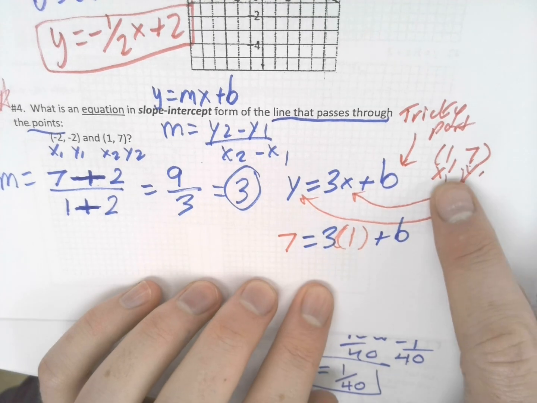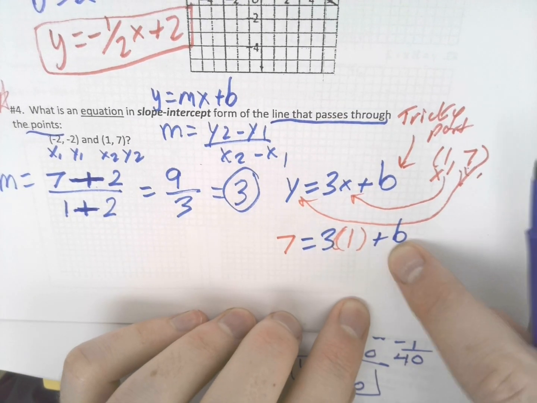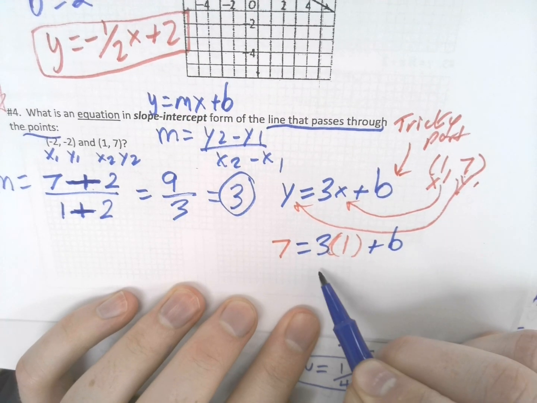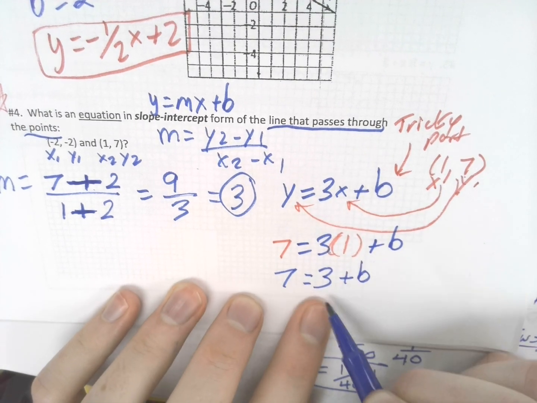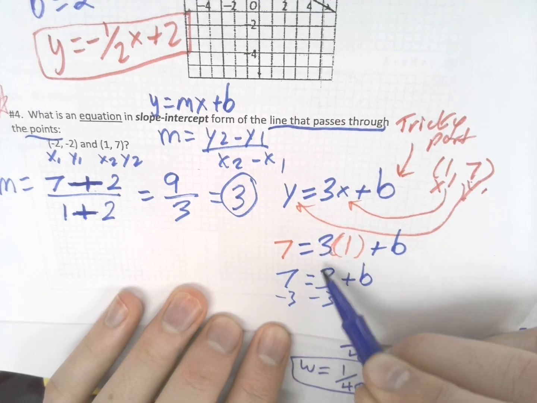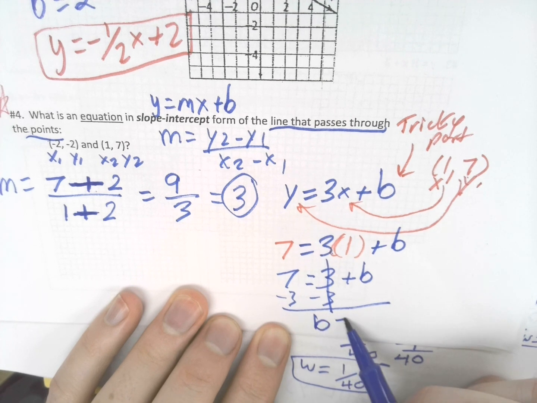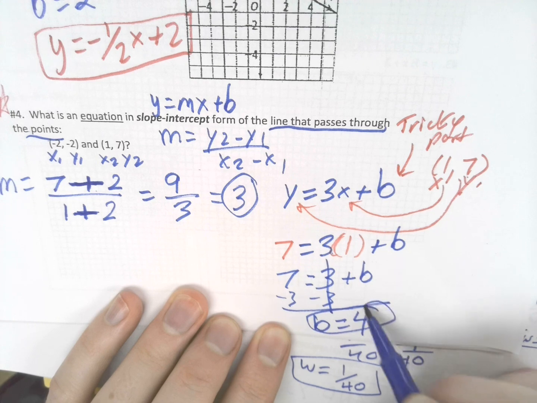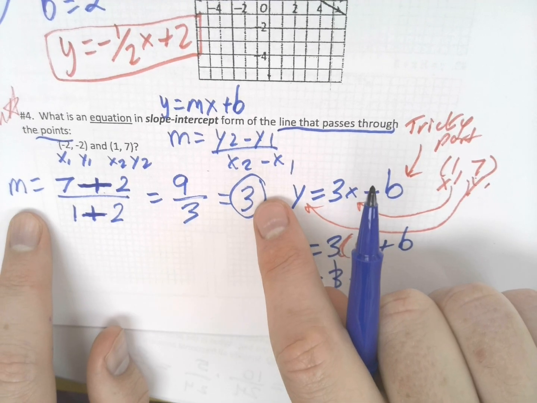You see what we did? We took the x and the y and we plugged them in. And now, the only variable you have left to solve is b. We have an equation we can solve. So 3 times 1, 3. And then we subtract: 7 equals 3 plus b, so we subtract 3 to cancel. And so b equals 7 minus 3. Bada boom, there's b. b equals 4, m equals 3.